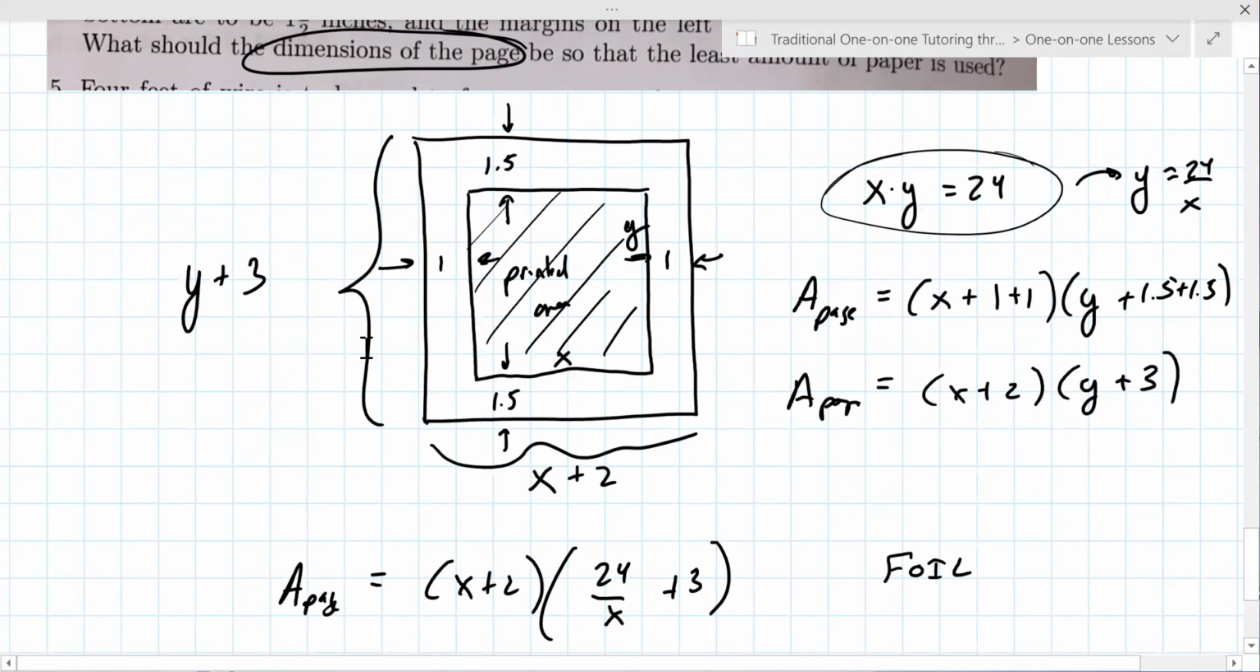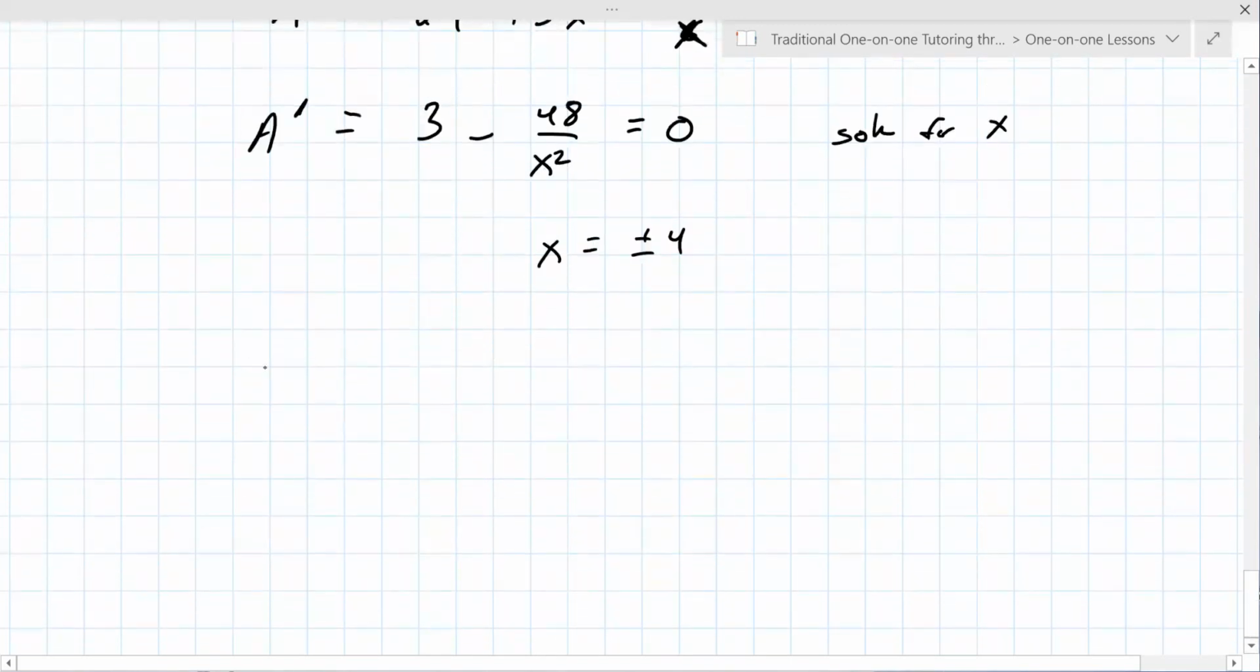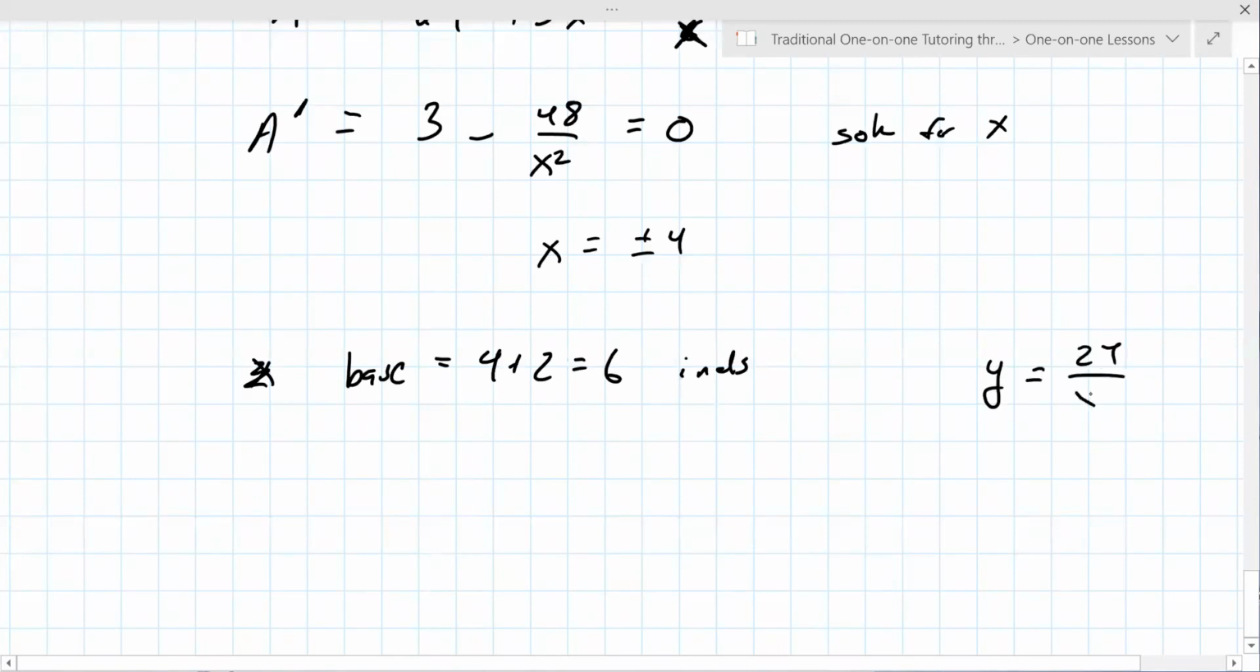So your final answer is, well, X. Maybe we see the base of the page. Base is 4 plus 2, 6 inches. And then Y is 24 over X. So that's X right there, as you know. So that's 6. And so the height is 6 plus 3, which is 9 inches. That's the final answer. That's your final answer.